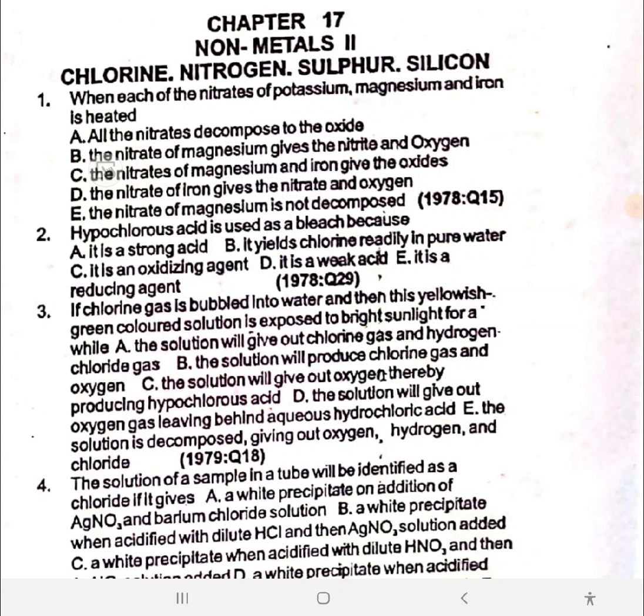Now we'll touch non-metals 2. This will comprise chlorine and its compounds, nitrogen and its compounds, silicon and its compounds, and also sulfur and its compounds. So let's go straight into it.